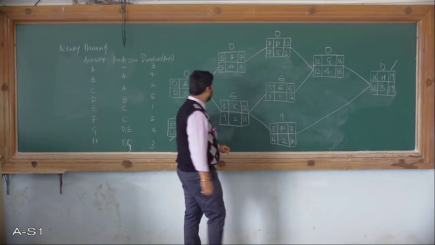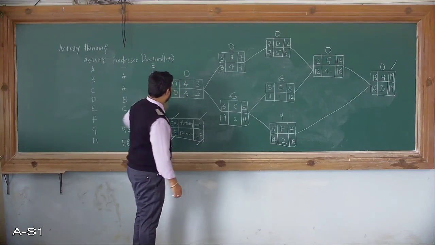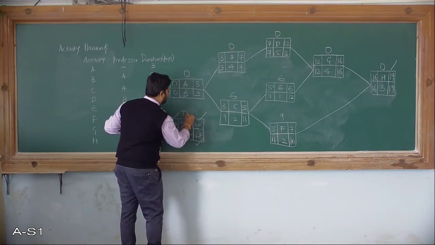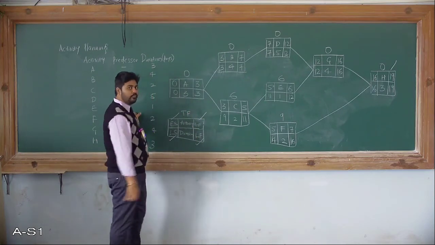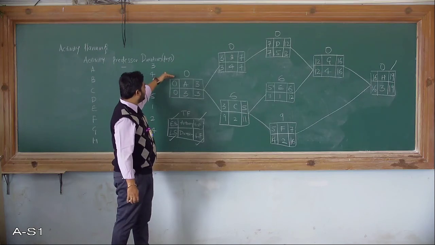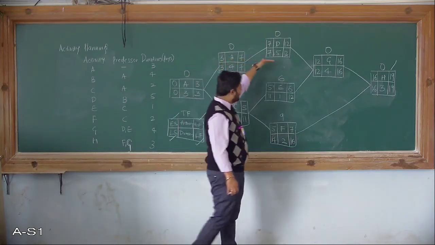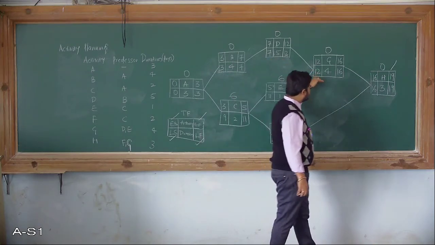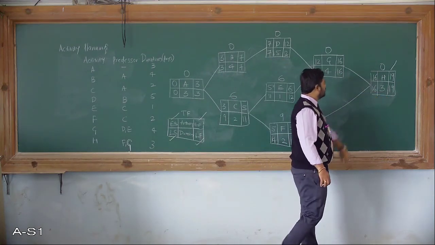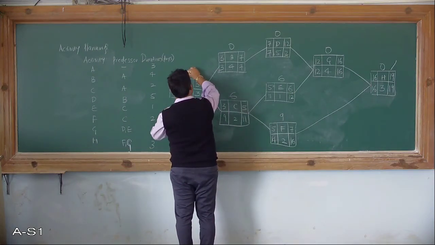You can observe that whatever values I have mentioned are the total float, TF, for that particular activity. For activity A it is 0, for B it is 0, for D it is 0, for G it is 0, and for H it is 0. So here we form a group of activities.